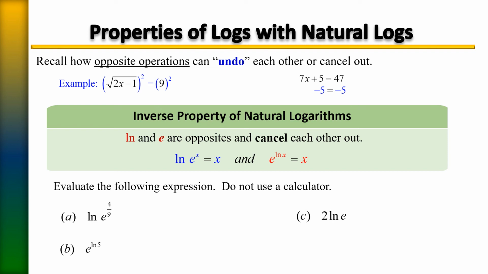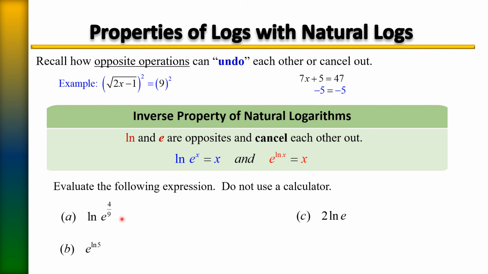The natural log and e, they're opposites. And what they do is they cancel each other out or undo each other. So for example, in the natural log of e to the x, this is going to cancel out the natural log and e. You're just going to be left with x. And then e raised to the natural log of x, again, they undo each other, and you're left with just x. So you just remember that you really don't need to use a calculator at all.